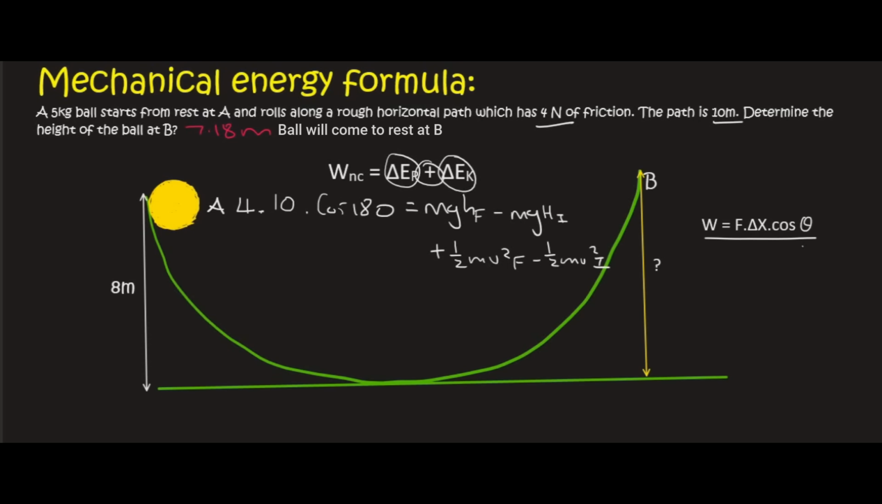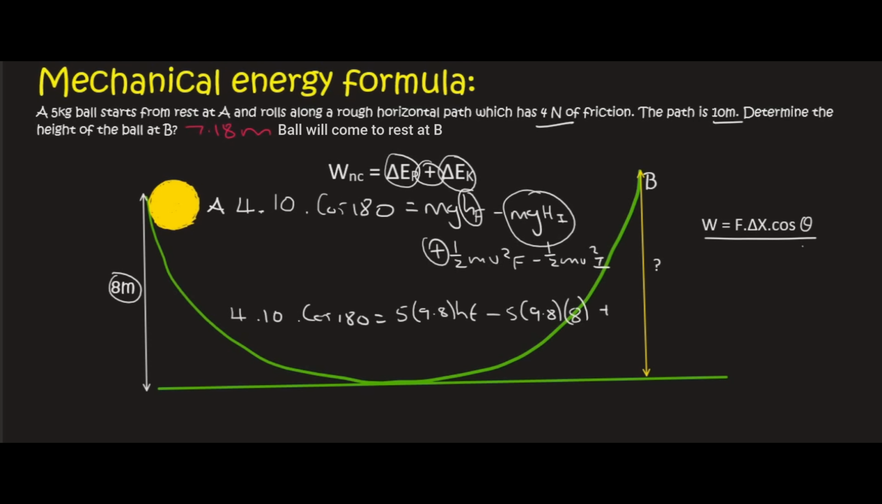Okay, now we just go fill everything in. So it's 4 times 10 times cos 180 equals to mgh final. So the mass is 5, gravity is 9.8, but we don't know the final height, so we just say hf minus. Then we've got everything from the beginning, so that's 5 times 9.8, and the initial height was 8. Then we say plus. Now the final velocity is 0, so our kinetic energy final is going to be 0, but let's just fill everything in anyways. That's going to be 0, and our initial is also 0. And so these two fall away. That won't always happen. And so all that we need to find now is HF.